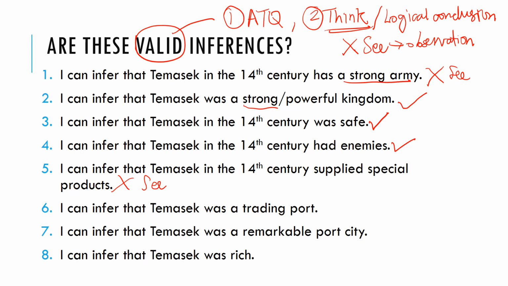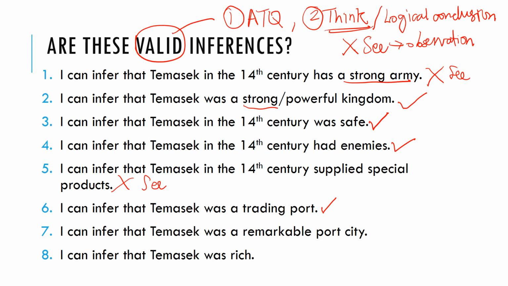Sentence number 6. I can infer that Temasek was a trading port. This is a valid inference because the source clearly says that they were cruising along many different kingdoms. And because they are cruising, I can infer that they are probably trading.